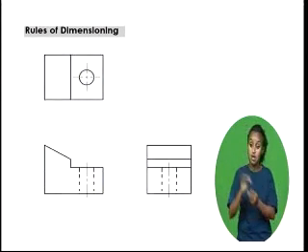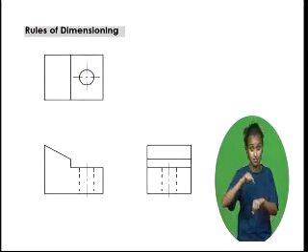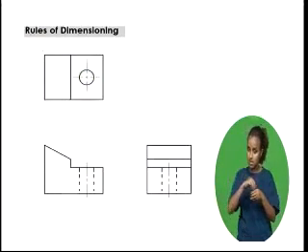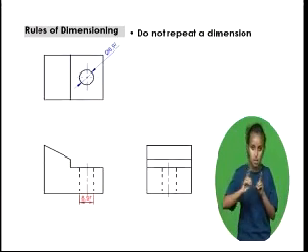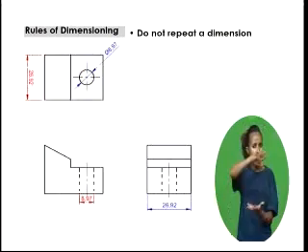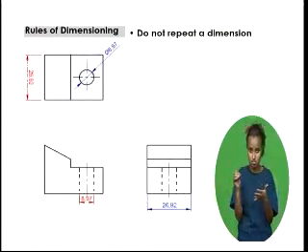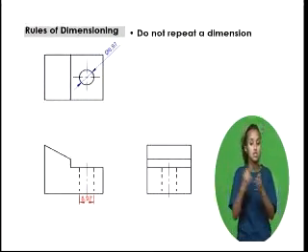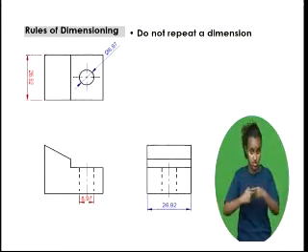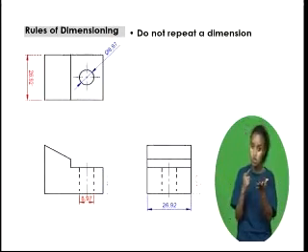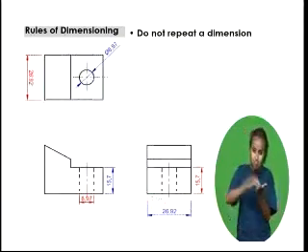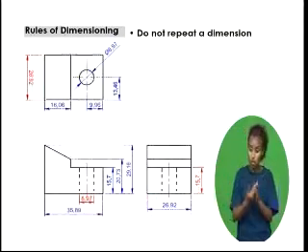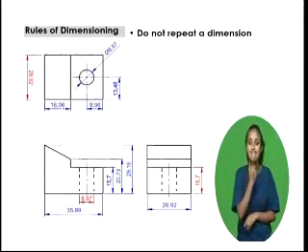During the selection of dimensions, we should consider the following points. Do not repeat a dimension. Repeating a dimension will only confuse the reader and could cause errors in the manufacturing process. In the given views, there are many cases where dimensions are duplicated. All the dimensions in red color are repeated unnecessarily.